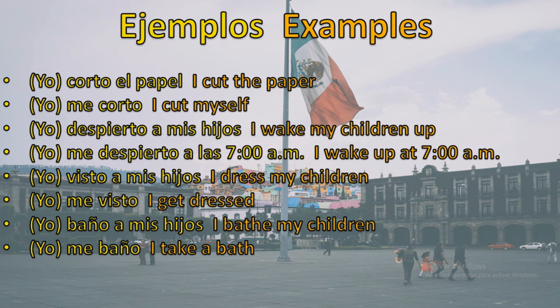So I say yo baño a mis hijos, I bathe my children. Okay, but if I say yo me baño, it's like in English, I take a bath, all right? So yo me baño. Remember that I can omit, if I want, personal pronouns, and that's why I put the personal pronouns in parentheses, okay? So let's move on.